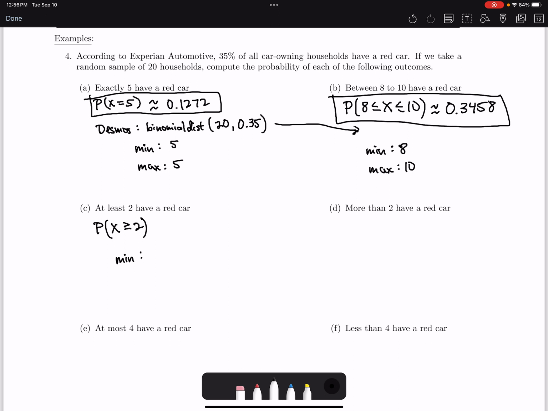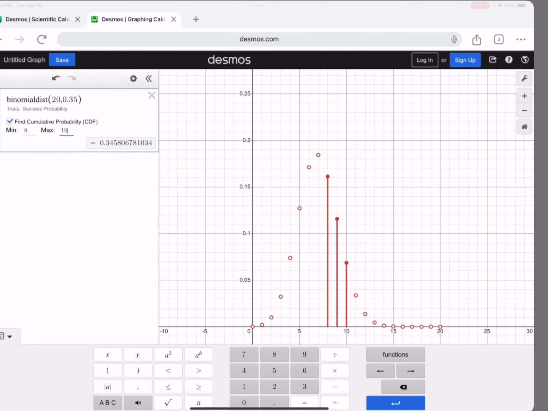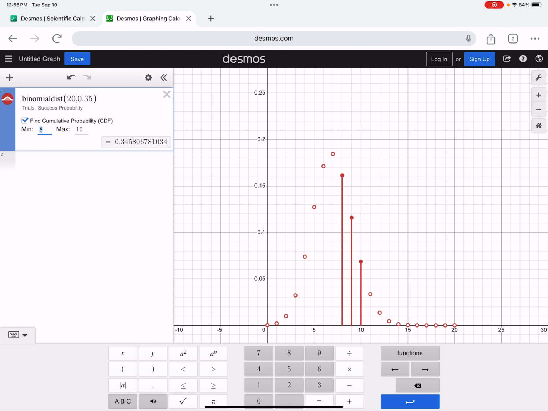It looks like 2 will be my minimum, but I don't have a maximum. There's no upper bound, so I'm just going to type in inft, right? And it should turn into an infinity sign when I do that. So let's take a look. Minimum we said should be 2. Maximum we said we should do inft. And if I've done that right, then it turns into an infinity symbol, and you'll see it's highlighting all of the bars from 2 onward. Okay, so that comes out to about 0.9979.